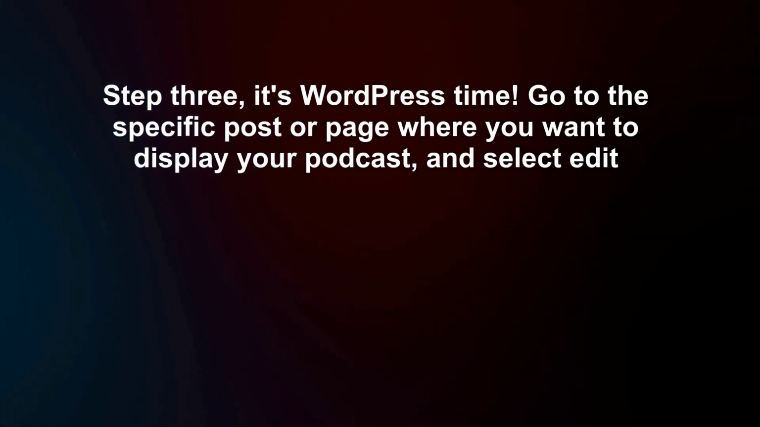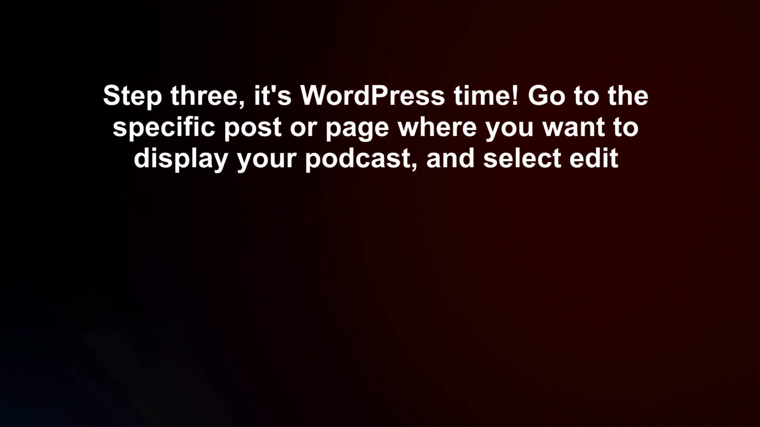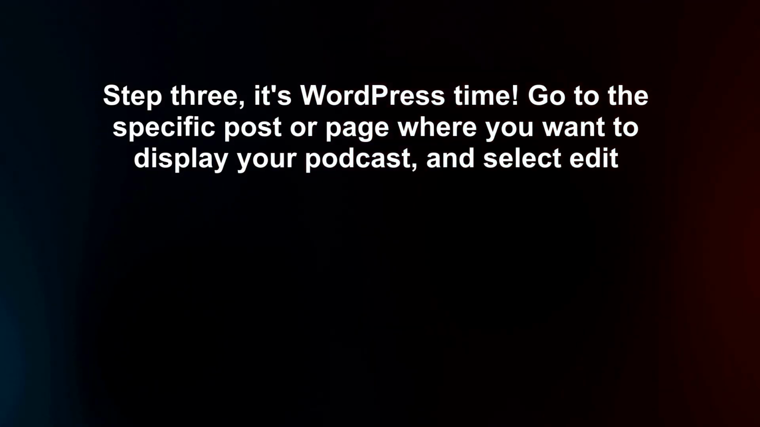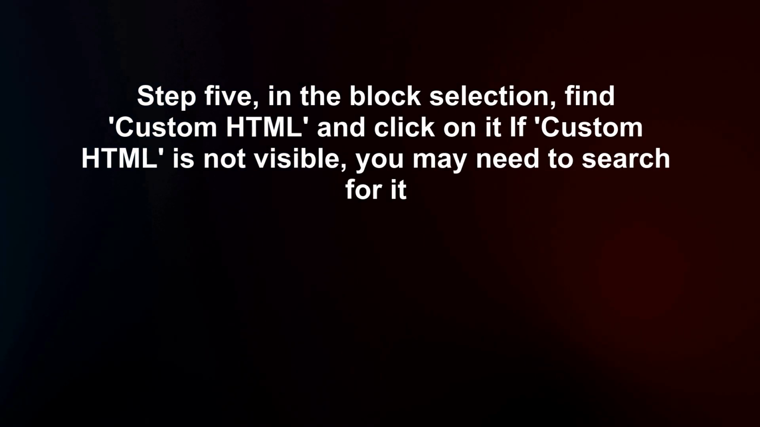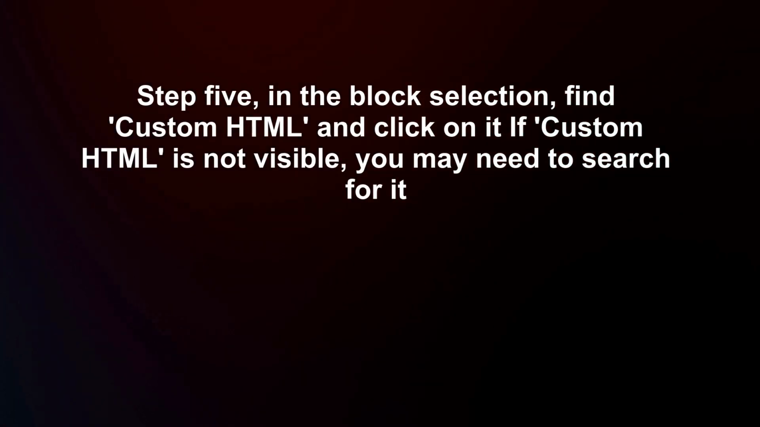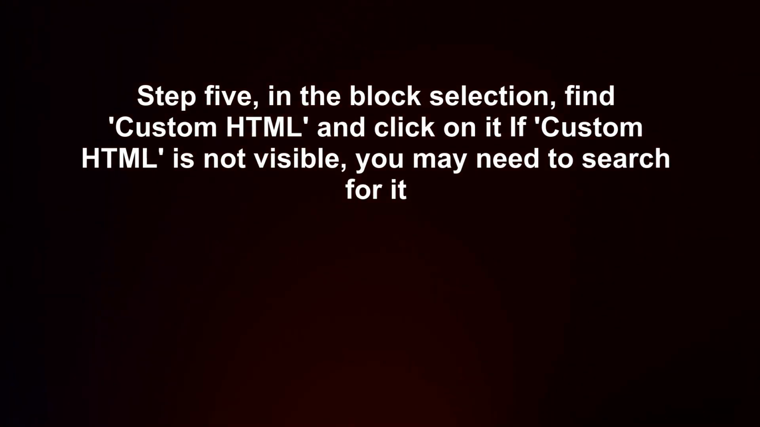Step 3. It's WordPress time. Go to the specific post or page where you want to display your podcast and select Edit. Step 4. Click the plus sign to add a new block. Step 5. In the block selection, find Custom HTML and click on it. If Custom HTML is not visible, you may need to search for it.